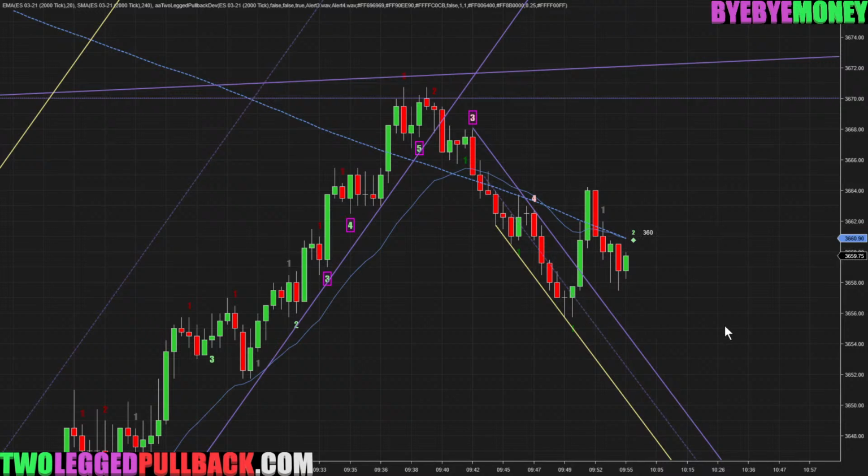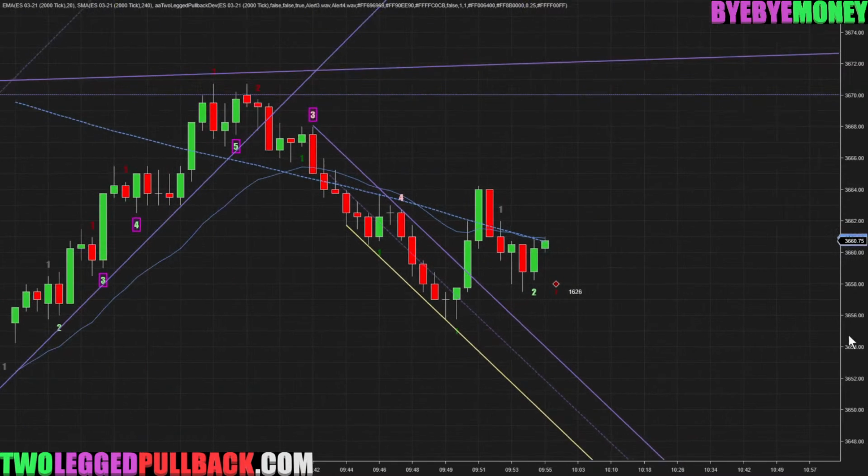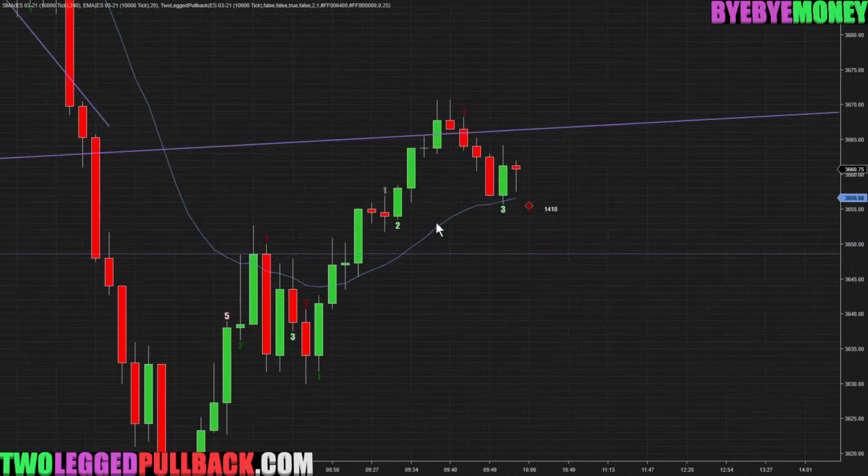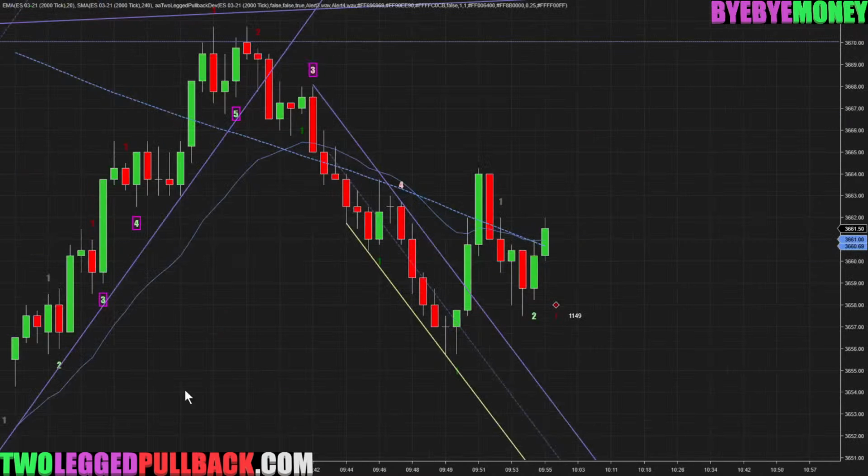Potential two-legged pullback here. Man, oh man, am I interested in this? Strong bull bars, two-legged pullback right here. Do you guys see this two-legged pullback? They're dark red numbers here. I don't like how we bounced off so strong off the 20 EMA on the 10K chart. That makes me not want to go short, to be honest.